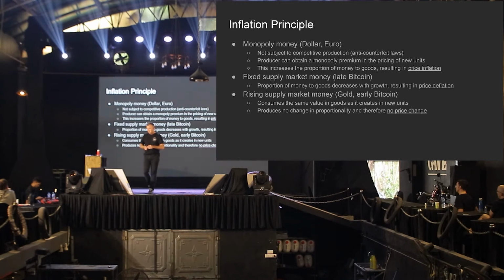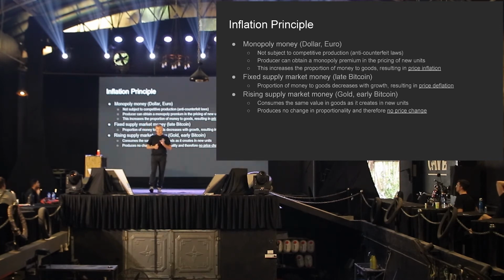Fixed supply money, so let's just say dollar, euro, state money, right? Fixed supply market money, like late Bitcoin, I mean fixed supply once the supply increases effectively ended. The proportion of money to goods or demand for the money decreases with growth. So there's economic growth, as we talked about before, right? There's more demand for the money, and there's a fixed amount of money, and that's what causes the purchasing power of the money to rise. People generally accept price deflation. Assuming there's more demand, and we're going to talk about that later.